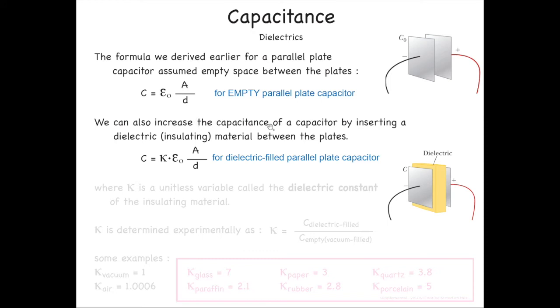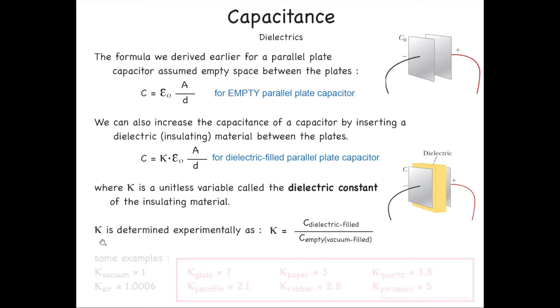We can increase the capacitance of a capacitor. Well, we saw before that we can increase it by reducing the distance between the plates or increasing the area of the plates. But there's a third way that we can increase the capacitance of the capacitor, and that's by inserting an insulating dielectric material between the plates. The equation for a parallel plate capacitor that has a dielectric in the middle is now capacitance equal to kappa times epsilon naught A over D, where kappa is this unitless variable called the dielectric constant. That dielectric constant, kappa, characterizes a particular insulating material.